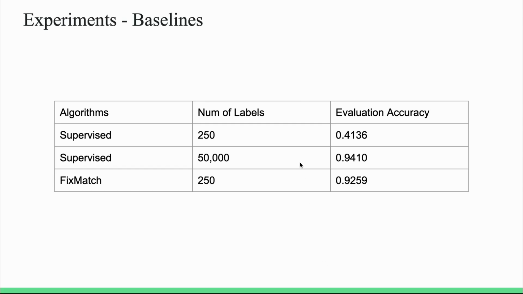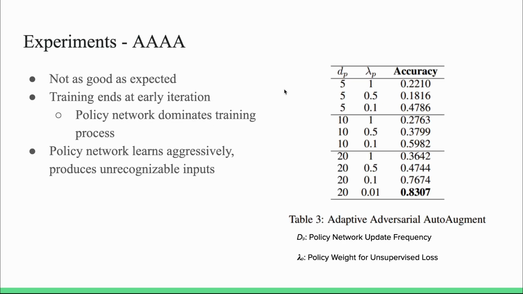We use evaluation accuracy as our metric. Here is our baseline setting. We choose to use CIFAR-10 with only 250 labels and 4 labels as our expected lower and upper bound of performance. Our baseline method, FixMatch here, is much closer to the 4 label performance. And here is the performance of our basic AAAA.